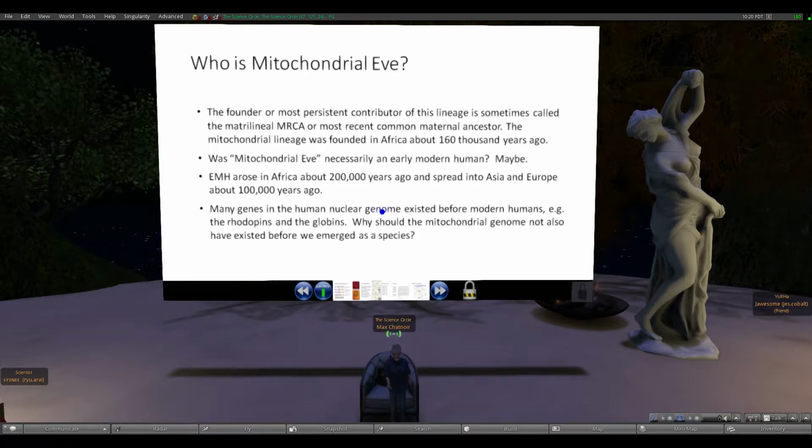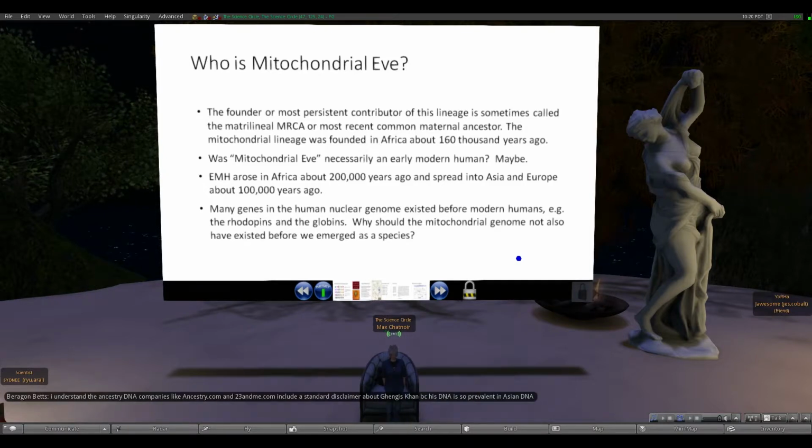One question is did that sequence belong to an early modern human? Maybe, maybe not. Early modern humans arose in Africa around 200,000 years ago and started migrating into Asia and Europe about 100,000 years ago. And a lot of the genes in a nuclear genome existed before modern humans, and so the mitochondrial genome also existed before we emerged as a species. So whether it was one of our early modern human ancestors or somebody before that, we're not quite sure.